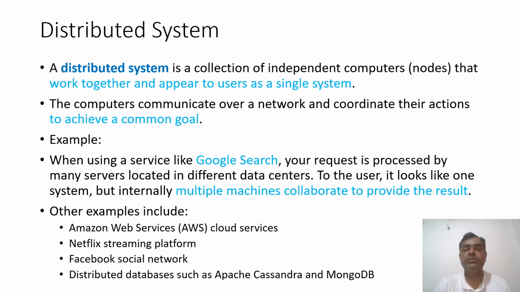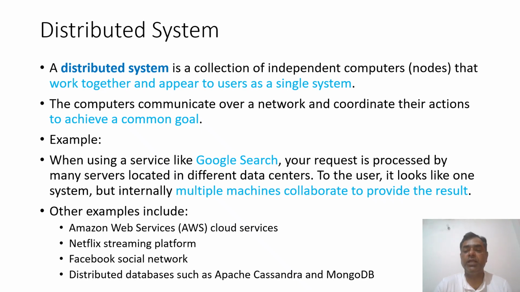What is a distributed system? Basically, in a distributed system, there are many computers connected with each other. These computers are also known as nodes, and they work together, and it appears to the user as a single system. These nodes are connected through the network and coordinate their actions to achieve a common goal. What are the real examples of distributed systems?